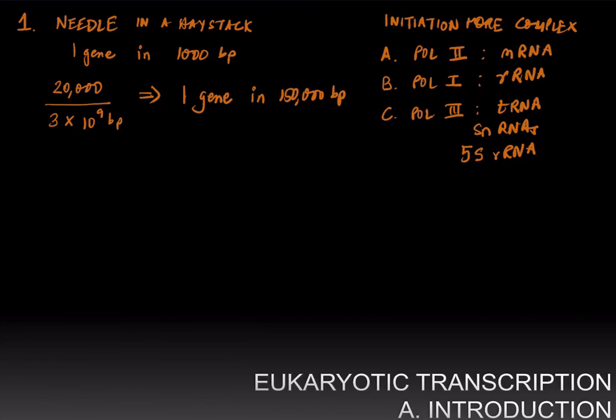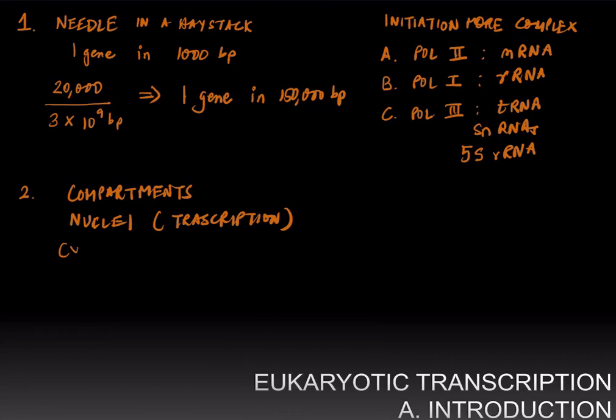A second difference in eukaryotic transcription from prokaryotes is that eukaryotic cells have compartments. So you have nuclei, which contain the genome, and that's where transcription happens. And then you also have cytoplasm, which is where the ribosomes are and translation happens.